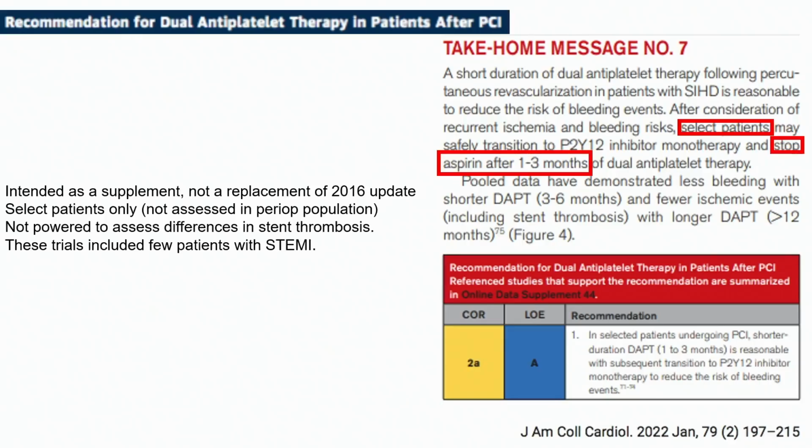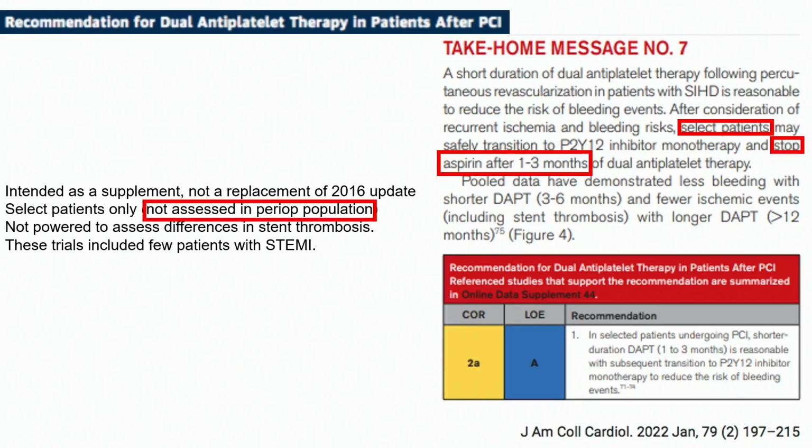To the point that in 2022, the ACC/AHA guidelines on the recommendation of dual antiplatelet therapy in patients after coronary stents said that in select patients, it's okay to stop aspirin, which used to be something that was continued indefinitely in patients with coronary stents. Now, with the newer studies that came out, some of them suggested that stopping aspirin and just continuing the other P2Y12 agent was okay in a select patient population. So they said it was okay to stop it after 1 to 3 months.